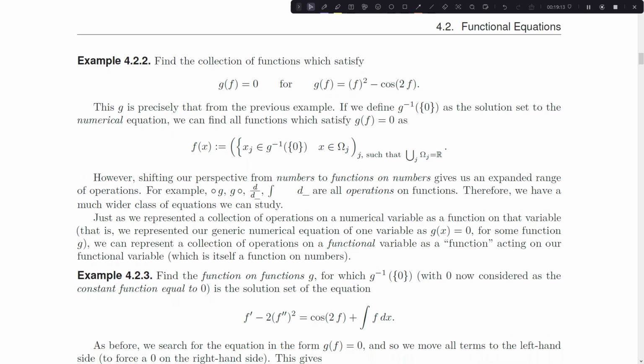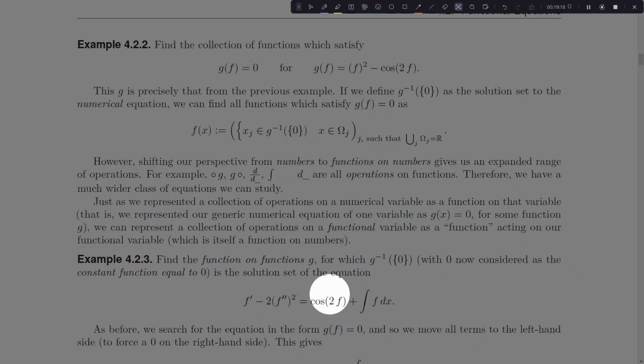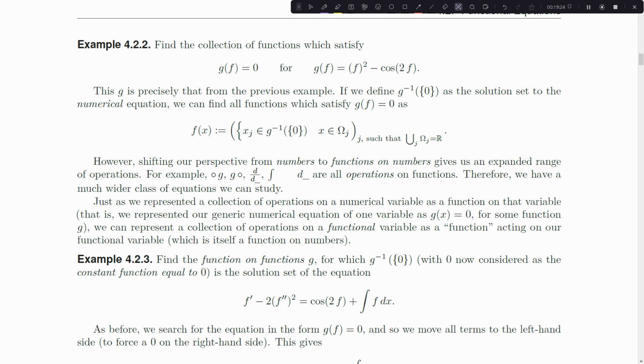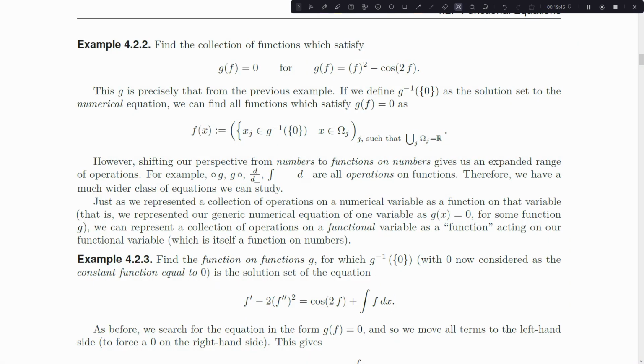But I'm going to move on to this next example because here's a nice case where all of a sudden I'm broadening. This is a perfectly valid equation of functions, but it's not a valid equation of numbers because there's no such thing as integrating a number. There's no such thing as taking the derivative of a number. So in this equation, I have my function f and I'm able to take a derivative there, two derivatives there, square it, multiply by 2, set it equal to cosine of 2 times a function plus an antiderivative of my function, right?